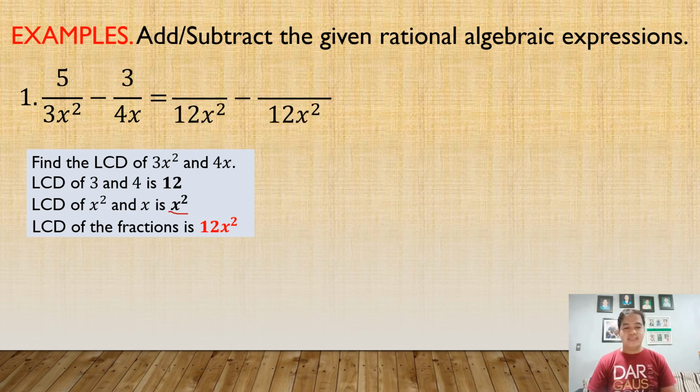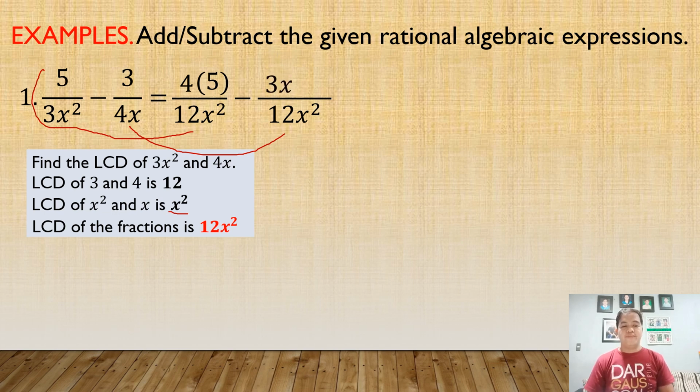Ayun yung ating LCD. So, i-divide na lang natin dito, 12x squared divided by 3x squared. 12x squared divided by 3x squared is, of course, 4. 4 times yung numerator sa taas na 5, so 4 times 5. And then, for the next one, 12x squared divided by 4x. So, 12 divided by 4 is 3. Tapos, yung x squared divided by x is x na lang. So, 3x ang matitira. 3x times, may 3 pa tayo sa ibabaw. So, we have 3x times 3. So, ganun lang po siya kasimple.